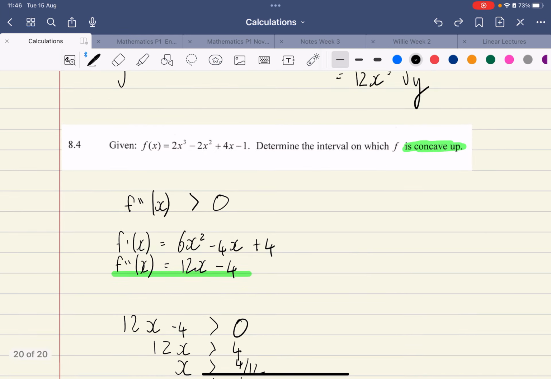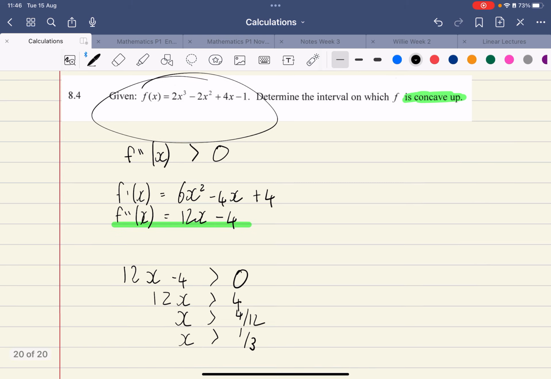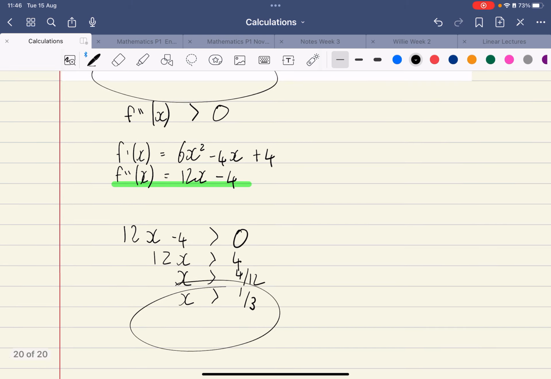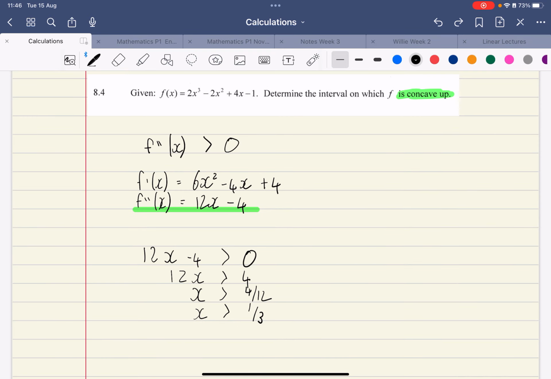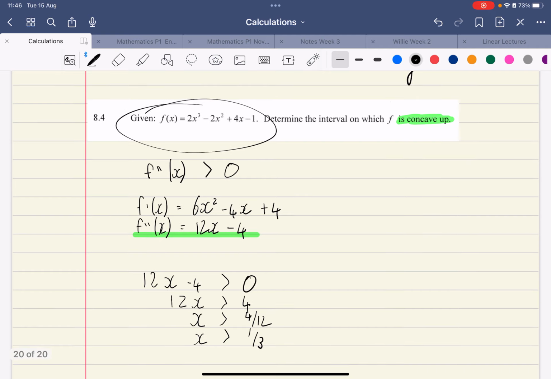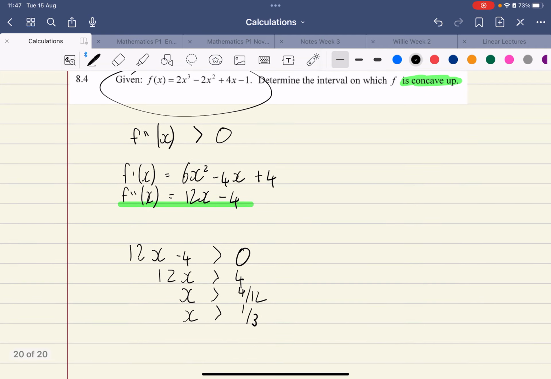So what we've shown is if we were to plot this graph, for all x's greater than 1/3, our graph would be concave up. And that's very useful information, and it was easy to acquire by using first and second derivatives. And that's all we had to do. That is the question solved.